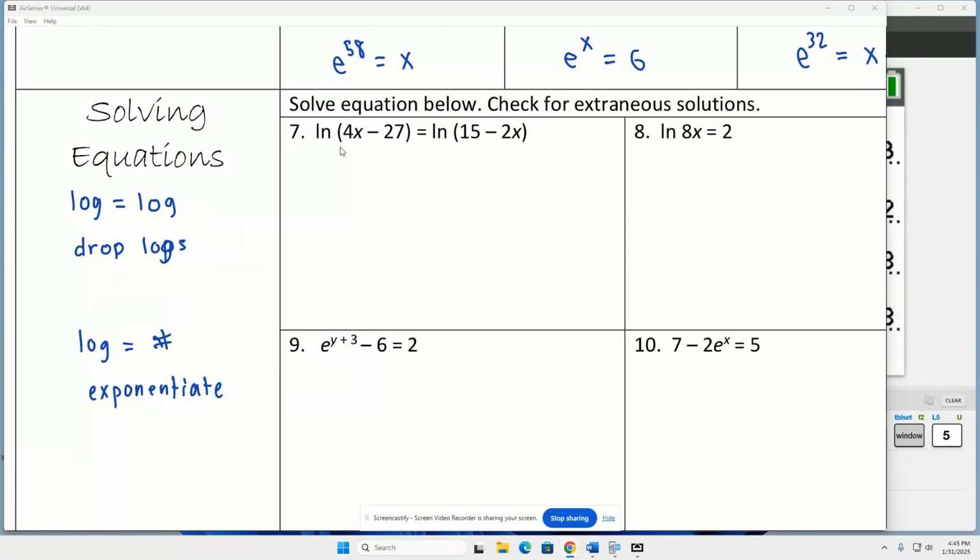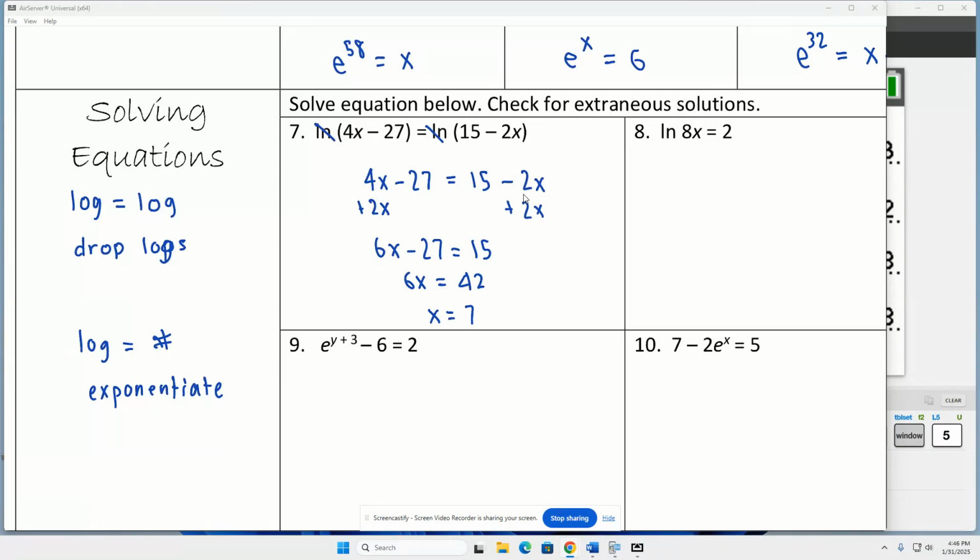So look at number 7. Yes, it's ln. Those are logarithms, natural logarithms. So it's still log equals log. Drop the log. So you're still solving by taking 4x minus 27 and simply setting it equal to 15 minus 2x. Same thing we've done already. So I'm going to move my smaller x. Well, that's clear the negative 2x, so I'm going to add it. So 4x plus 2x is 6x, minus 27 equals 15. I'm going to add that 27, so 6x equals 42. And then I'm going to divide by 6, x equals 7.